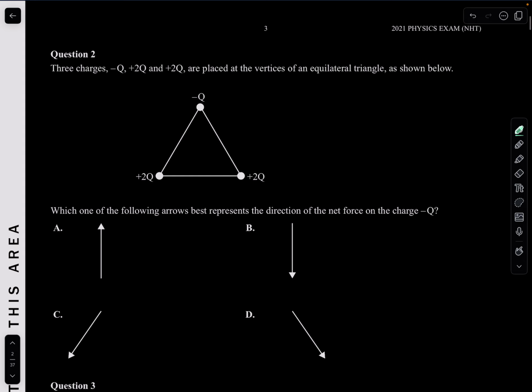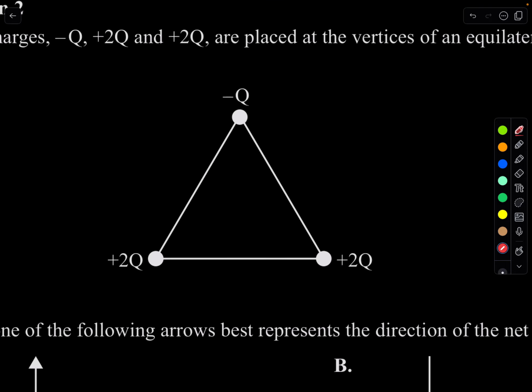Question 2. 3 charges negative Q are placed in the vertices of an equilateral triangle as shown. Actually, this question looks similar to the 2019 exam multiple choice section. Which of the following arrows best represents the direction of the net force on the charge negative Q? Let's do it. So let's have a look at that negative Q. Imagine you're that negative Q.